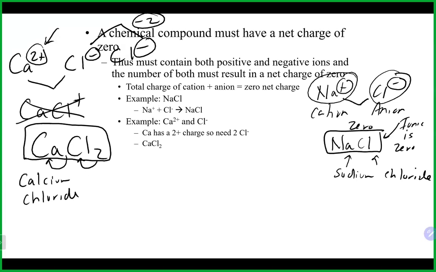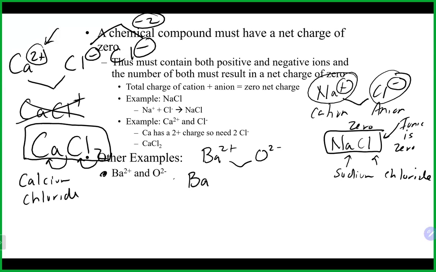So whenever you put those things together, you want to get it to equal 0. Let's take a look at a couple here. If I wanted to put Ba2+ together with O2-, once again, we need to equal 0. And very easy here. We just need one of each of those to do that. So we just need one barium and one oxygen. Again, the formula for the compound has no charge, but it is made up of two things that do have charges, a cation and an anion.